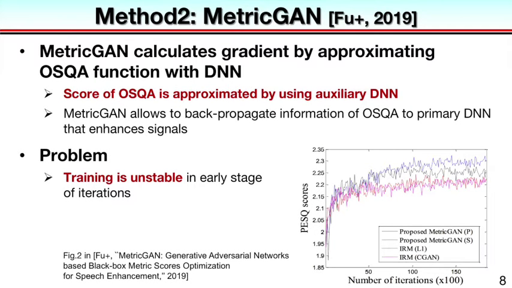The second method is metric GAN. Metric GAN calculates the gradient by approximating the OSQA function with DNN. The square of OSQA is approximated by using an auxiliary DNN. This method allows to backpropagate the information of OSQA to the primary DNN that enhances signals. The problem of this method is that training is unstable in the early stage of iterations.